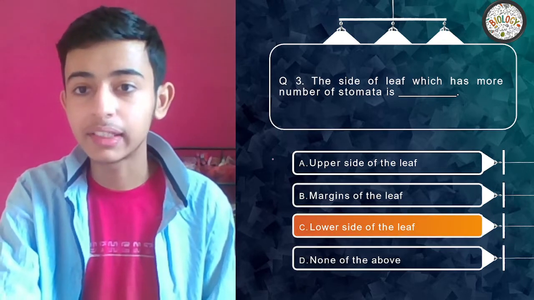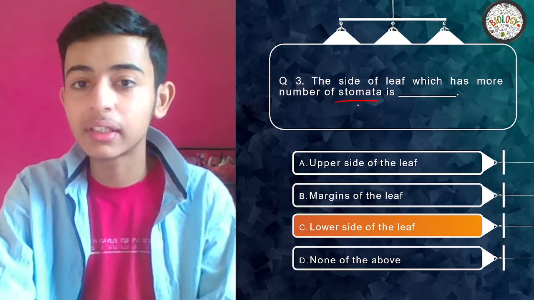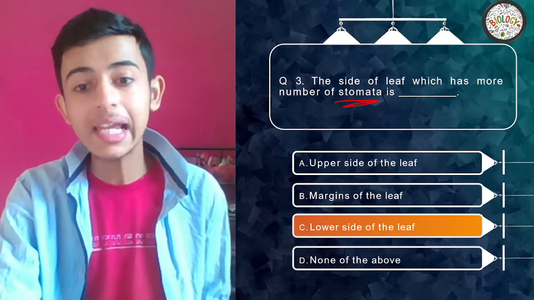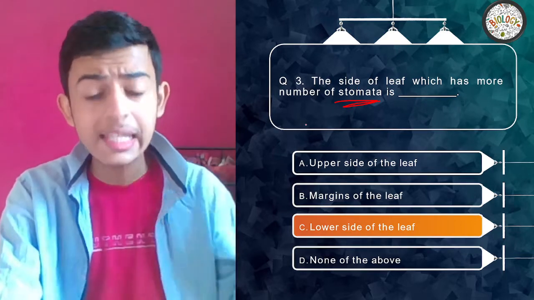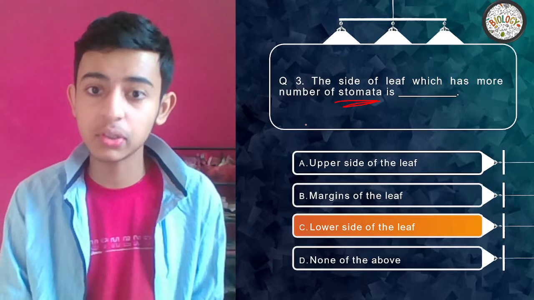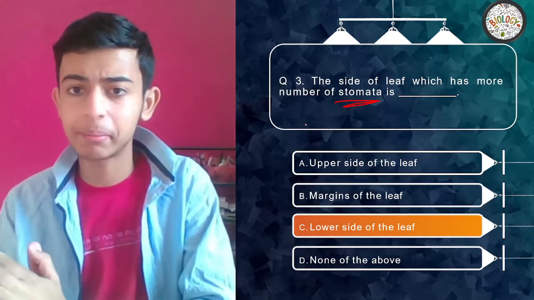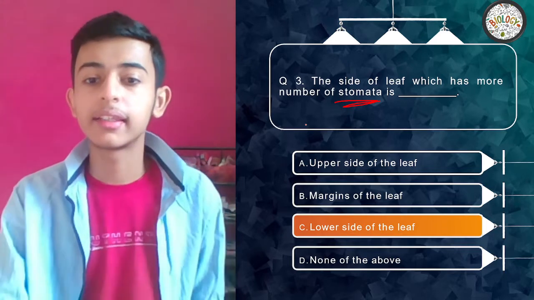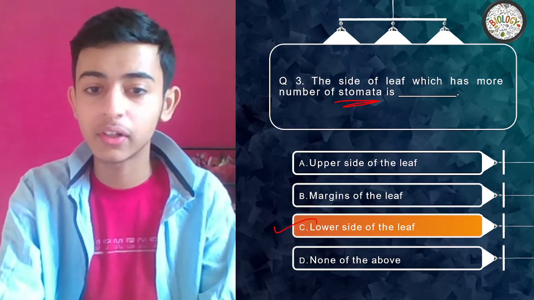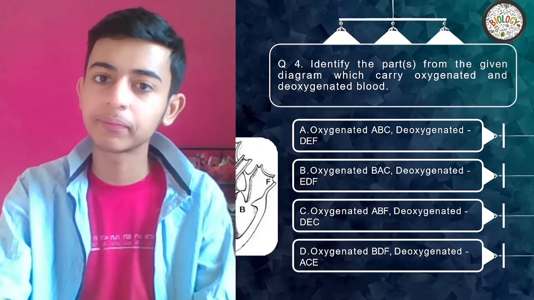Definitely it's lower side of the leaf. Why more stomata are present at the lower side of the leaf? Because at the upper side of the leaf, if stomata are present, then there will be more of transpiration, and then if there will be more of water loss, then more water has to be compensated. So to avoid that, the more stomata are present at the lower side of the leaf. Clear? Okay.